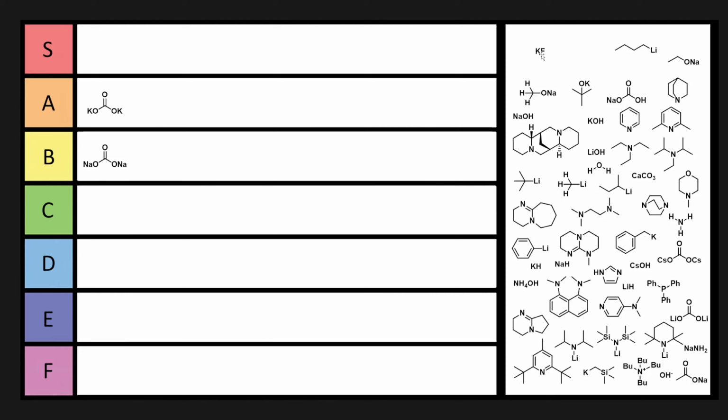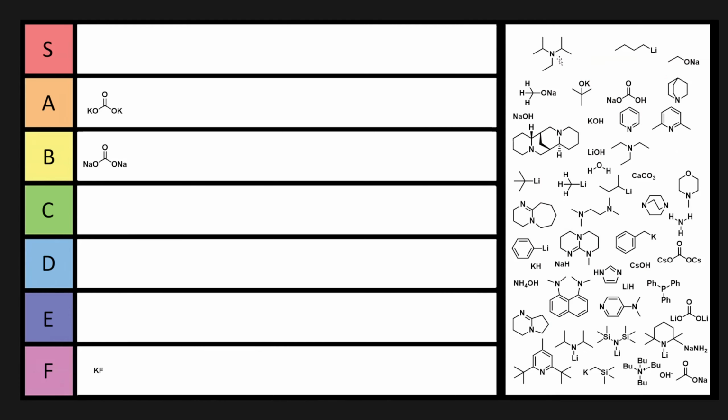Now, most of the time, we don't work with HF because HF is terrifying. And so given that, we're not going to give potassium fluoride too good of a rating. It's also not soluble in too many solvents, so we're going to put it in F tier because there's fluorine in it. Let's pick a nice other one, like diisopropylethylamine.